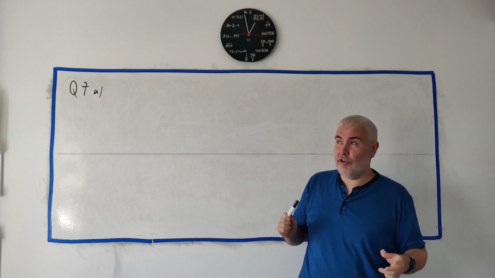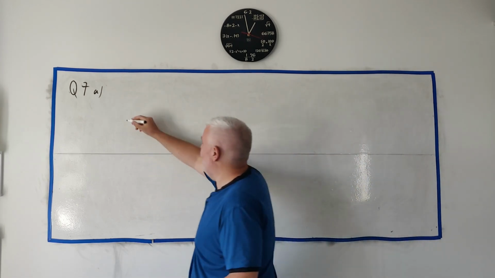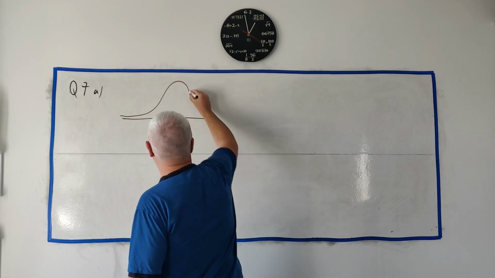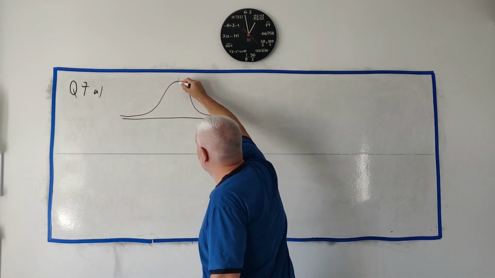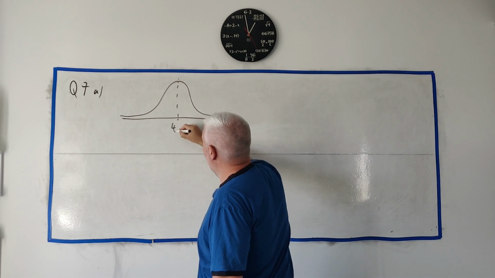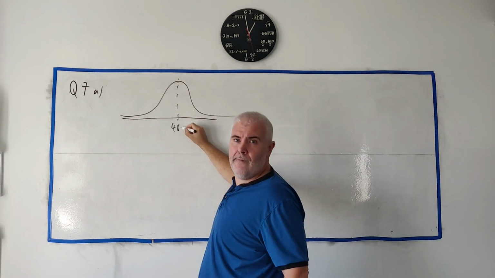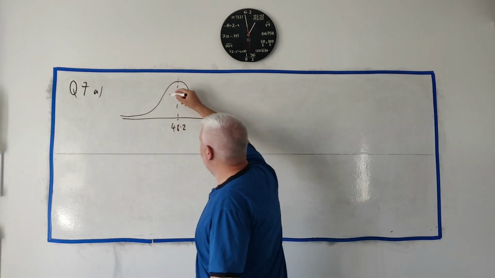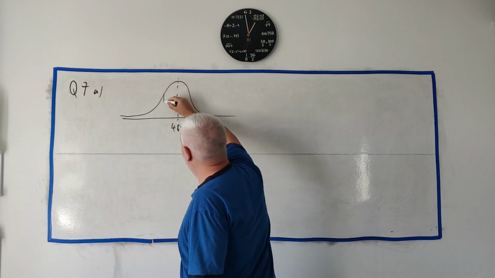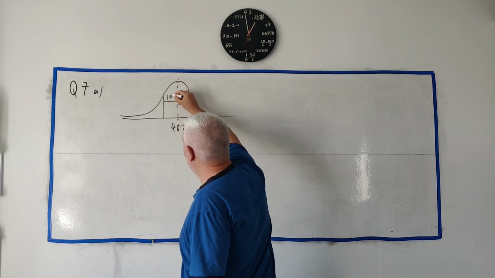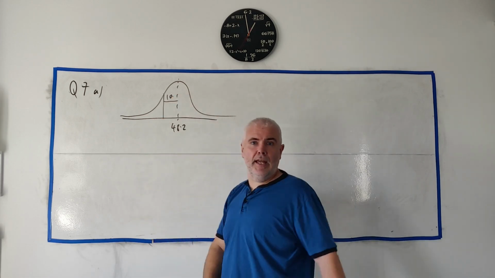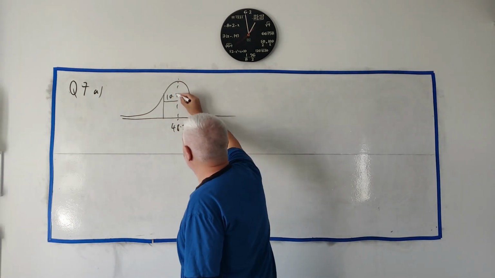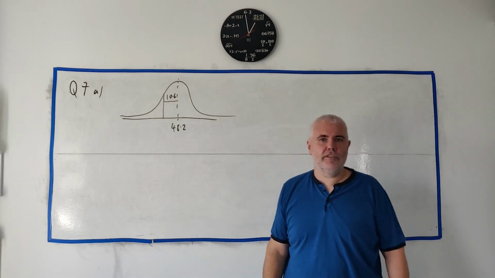Now you don't have to draw a picture for this question, but honestly in maths, if you can draw a picture, do. Don't waste too much time, but draw a normal distribution. Helps you think about things. 48.2 is the mean, so that's the center there, and it has a standard deviation. So some standard deviation away is 10.6. It's the standard deviation away.